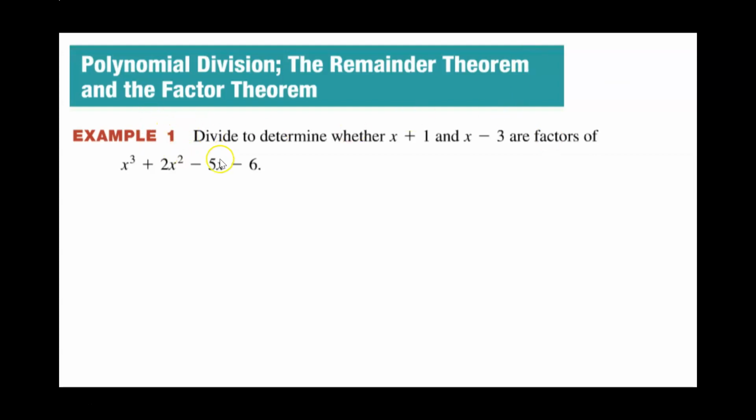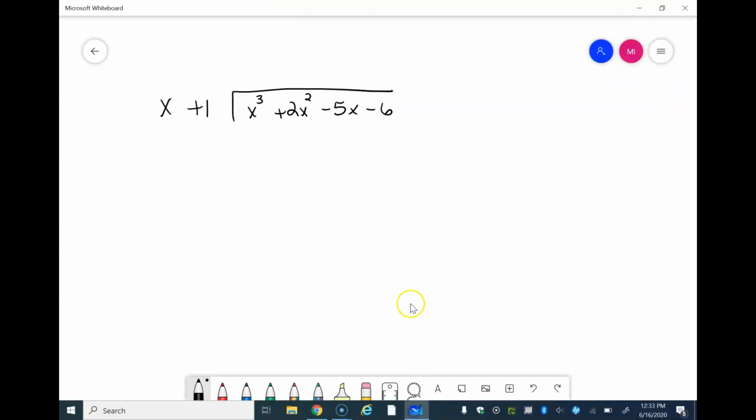So for this first example, we want to divide and determine if x plus 1 and x minus 3 are factors of x to the third plus 2x squared minus 5x minus 6. So what we're going to do is go ahead and perform long division by doing x plus 1 first. So I can show you here.